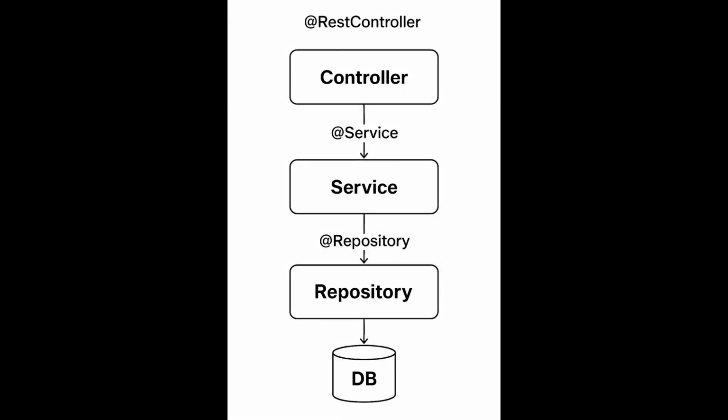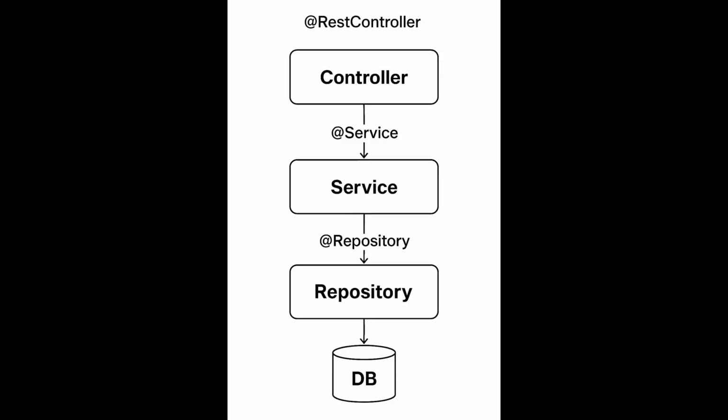REST controller annotation is combination of controller and response body annotations. Controller annotation is the entry point for REST endpoints. Without a response body, it expects a return view, that is HTML or JSP. With REST controller, everything is written directly as JSON as a response.